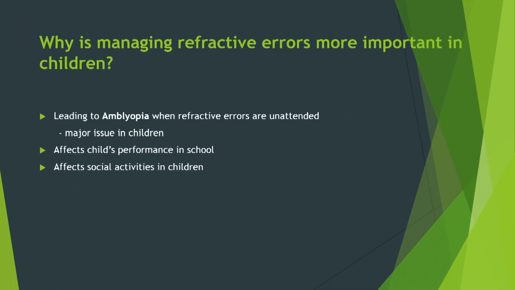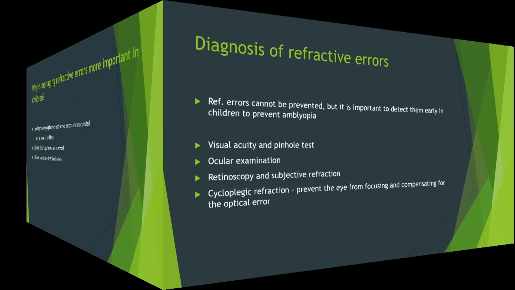Okay. So why is managing refractive errors more important in children? That is because uncorrected ametropia or anisometropia can lead to amblyopia, which is irreversible after passing a certain age. That is the most important thing, unlike in adults. It can also cause poor visual acuity, poor school performance, and problems with other social activities. It is a major issue in children.